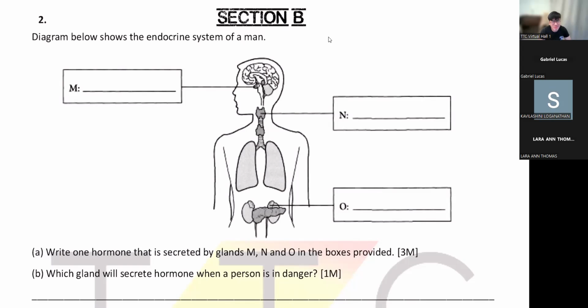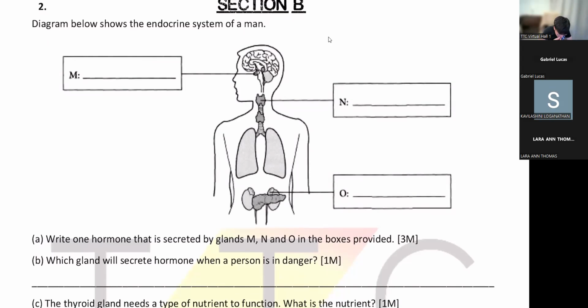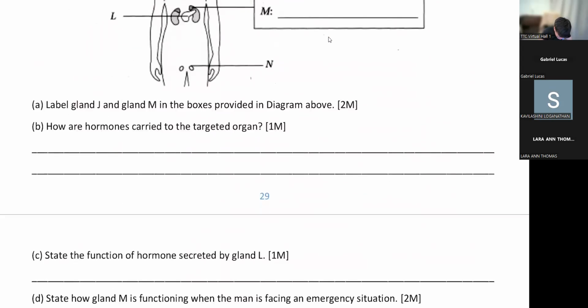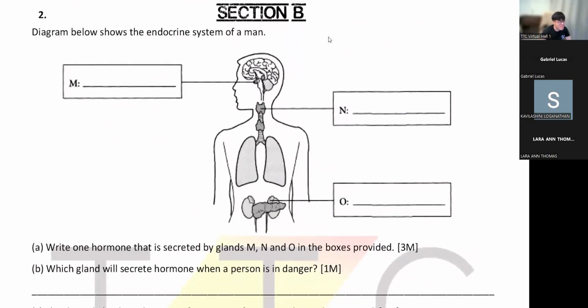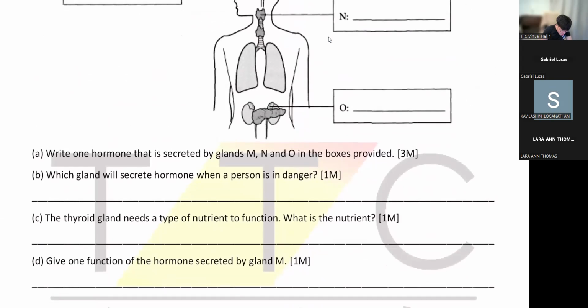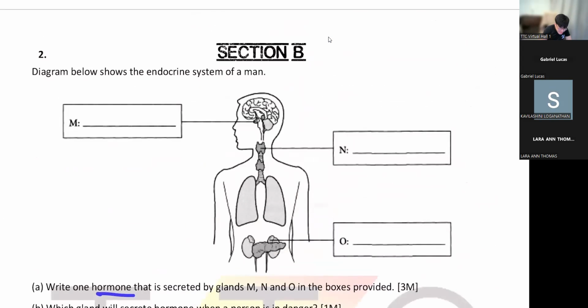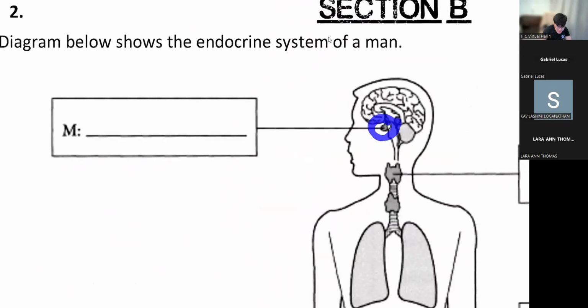Okay, so moving on. Number 2. This is your page 29. Write one hormone that is secreted by M, N, and O. They don't want the gland, they want the hormone. So what hormone does this thing produce? Remember what is this gland? Yes, this is the pituitary gland. Good. What hormone does it produce?